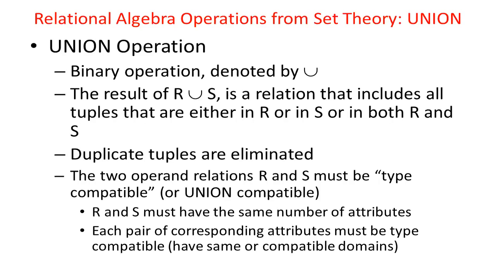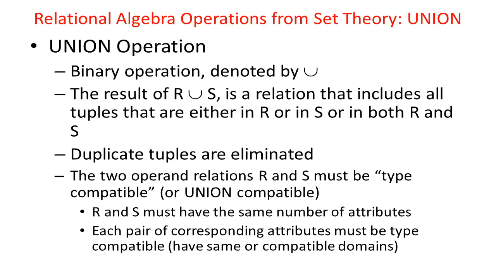So why do we call it binary? You need two different sets or two different tables. The previous ones are unary, so you use only one table or one relation to perform those unary operations, that is select, project, and rename. Whereas for union, to perform the relational algebraic set theory, you need two relations or two tables. That's what we call a binary operation denoted by union.